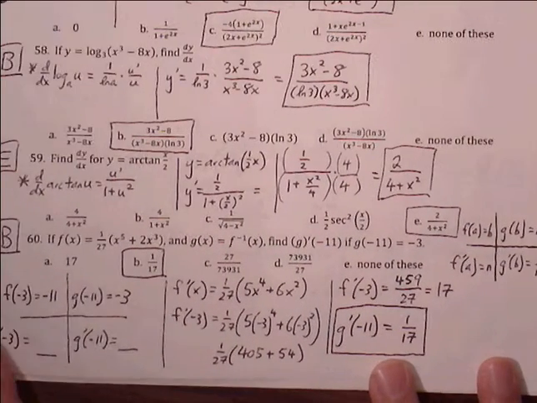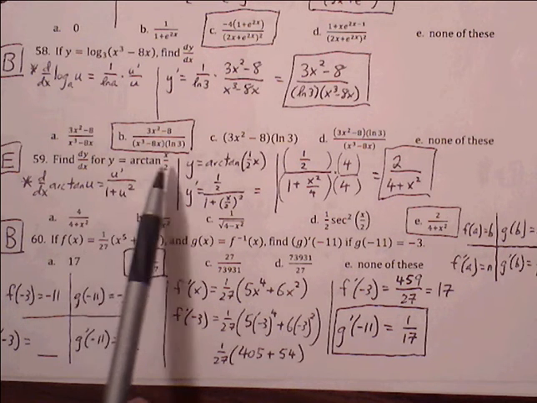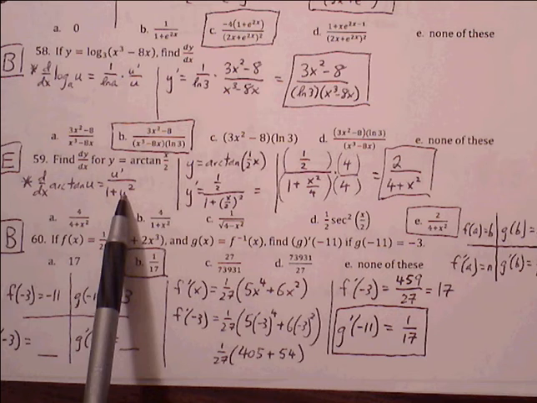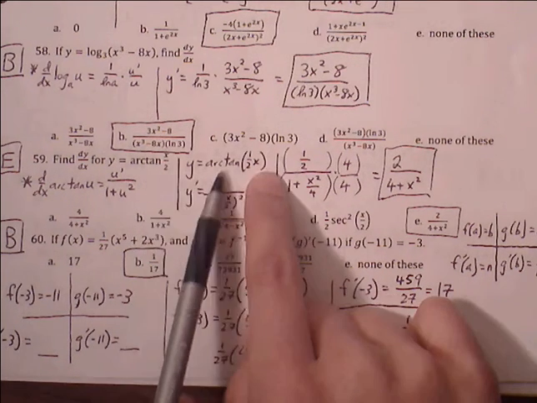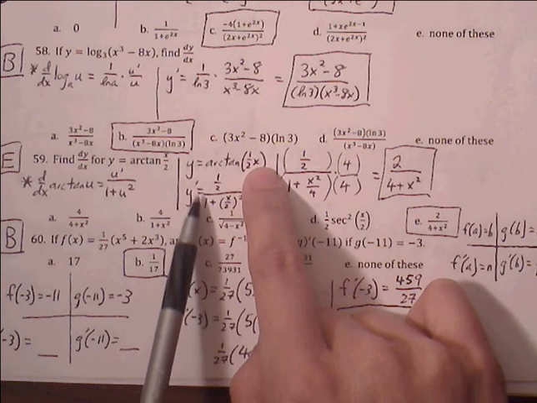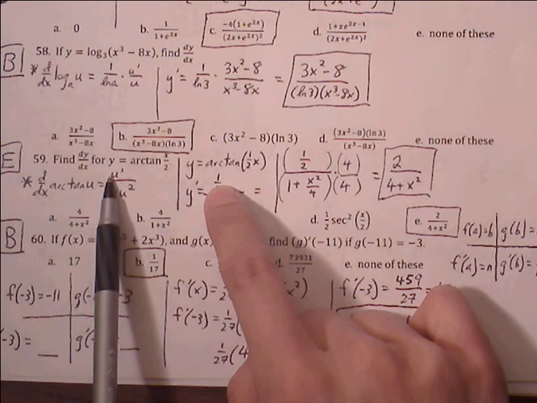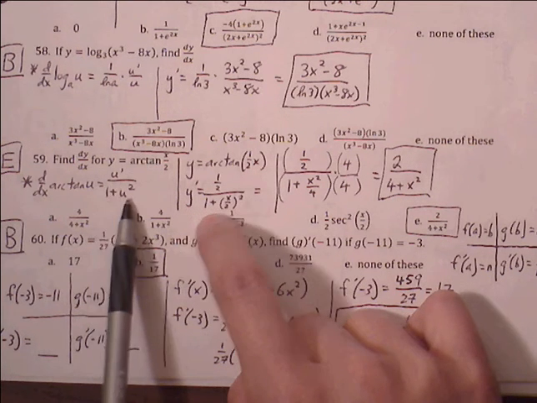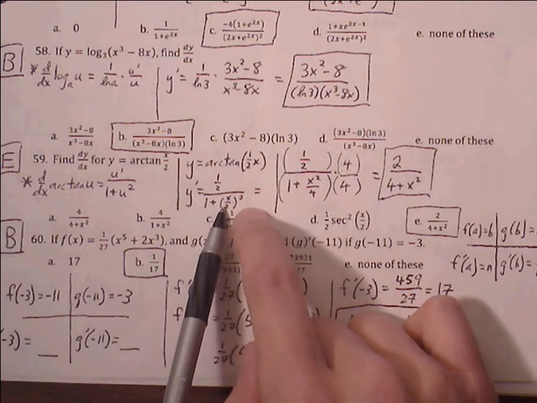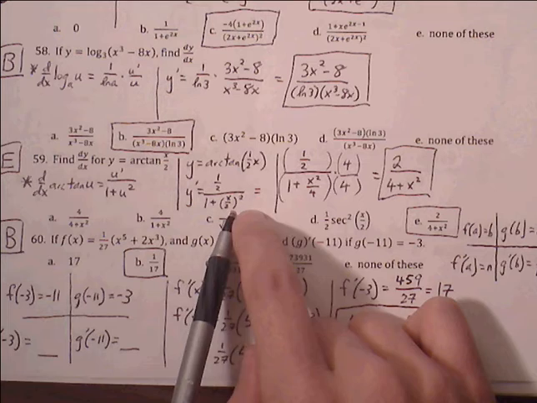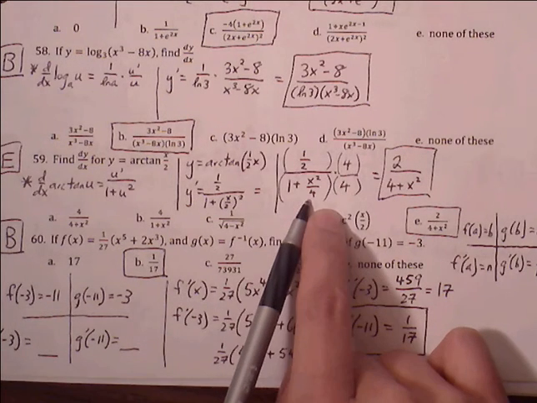Okay, 59. Find dy over dx for y equals arc tangent of x over 2. The rule for arc tangent of u is u prime over 1 plus u squared. So our u value is x over 2, or 1/2 x. So the derivative for 1/2 x, u prime, is just going to be 1/2, all over 1 plus u squared. So 1 plus 1/2 x quantity squared, which is x squared over 4, and 1/2 over 1 plus x squared over 4.